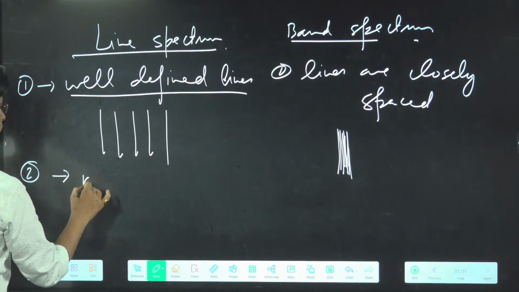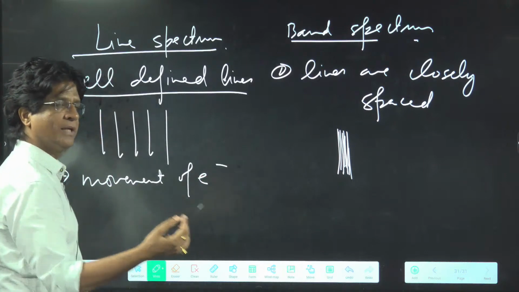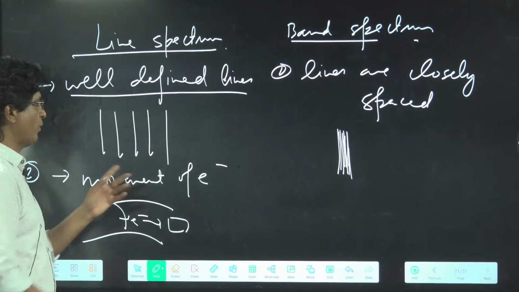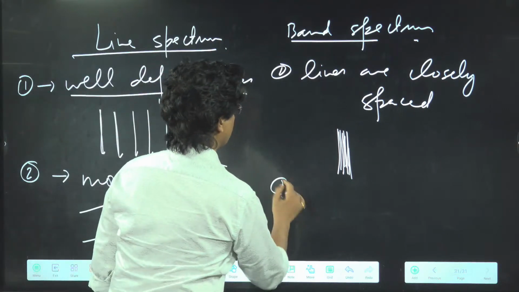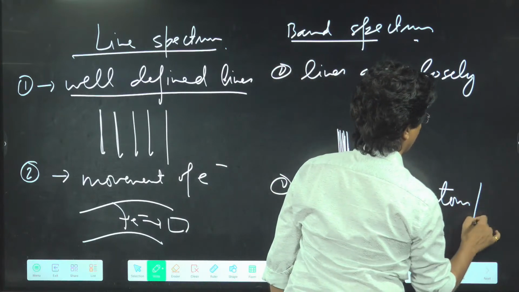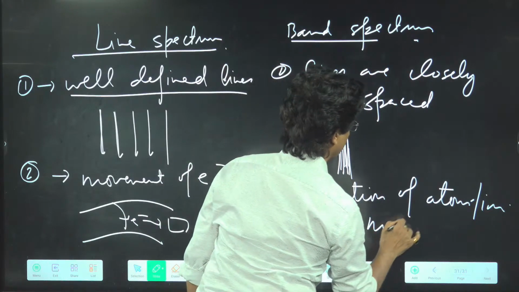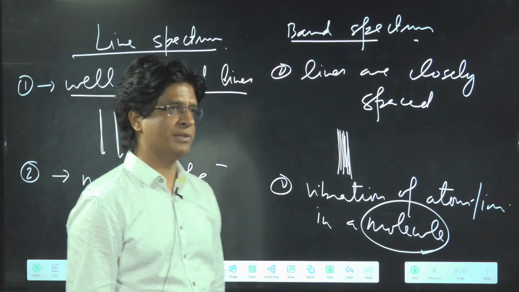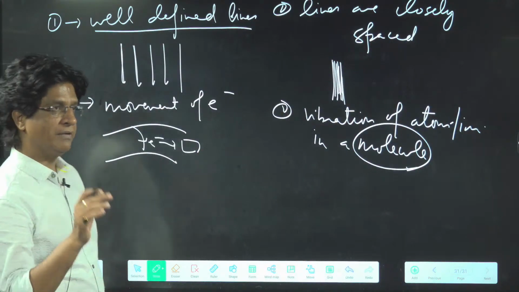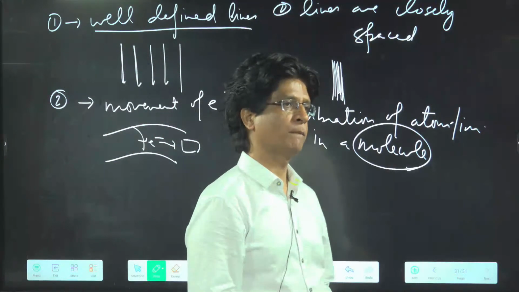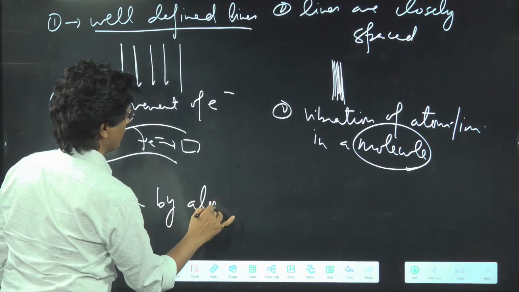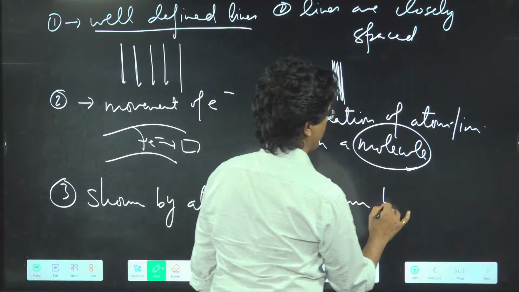Secondly, line spectrum is due to the movement of electrons. You all know that electrons can move from higher to lower orbit, and when they do it, they emit a photon or light, which will be found in the form of these lines. But the band spectrum is due to the vibration of atoms or ions in a molecule. So band spectrum is the characteristic of molecules. Very, very important. Third point, line spectrum is shown by atoms, and band spectrum is shown by molecules.